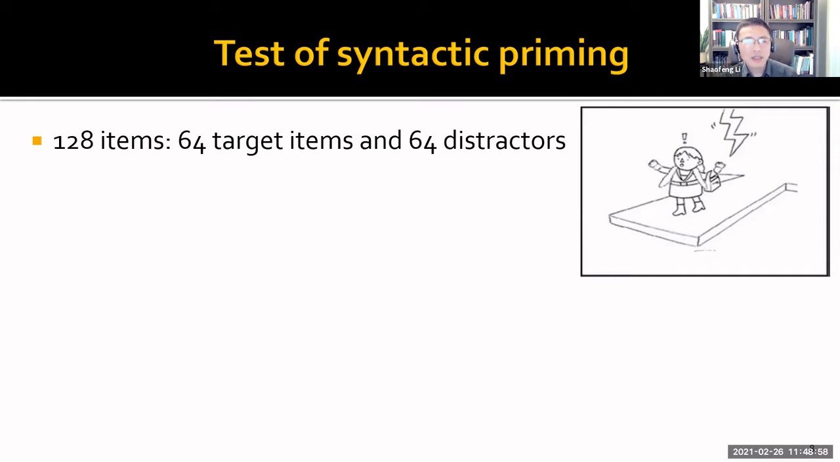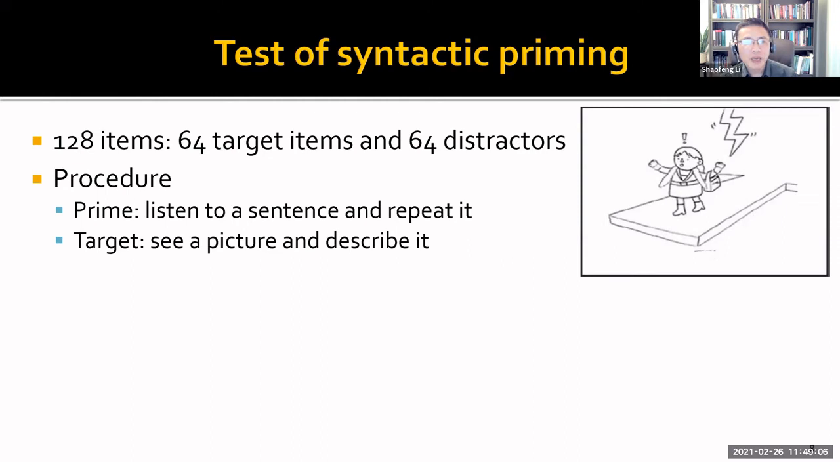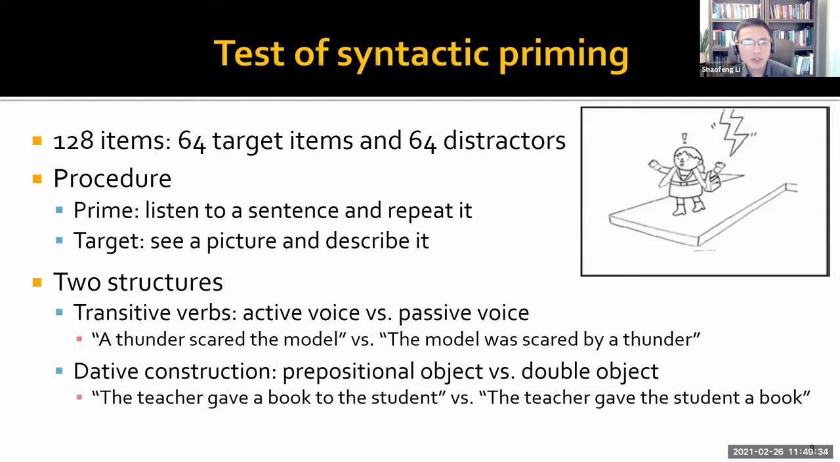The test or task included 128 items, including 64 target items and 64 distractors. During the test, for each trial or each item, the learner listened to a sentence and then repeated the sentence. Then the learner saw a picture and was asked to describe the picture verbally. If priming was effective, then the learner would use the target structure used in the priming sentence instead of the alternative. And 2 structures were built or embedded in the stimuli.